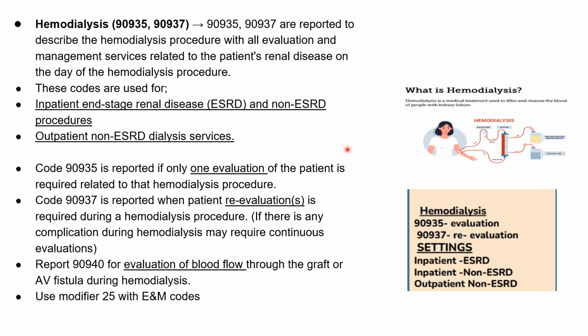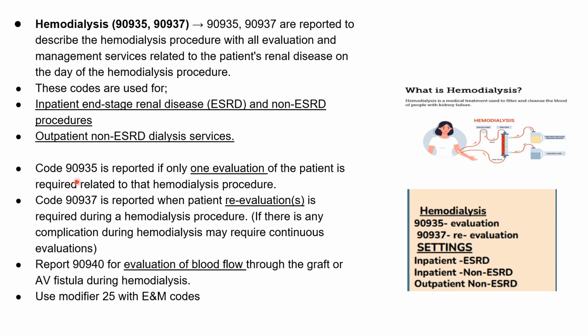These are reported to describe the hemodialysis procedure with all evaluation and management services related to the patient's renal disease on the day of hemodialysis. Now these codes are used in different settings. So in which settings can I use 90935 and 90937? Here I have given the list: inpatient end stage renal disease patient, inpatient non-end stage renal disease patient, and outpatient non-end stage renal disease patient. So this code we use for that.